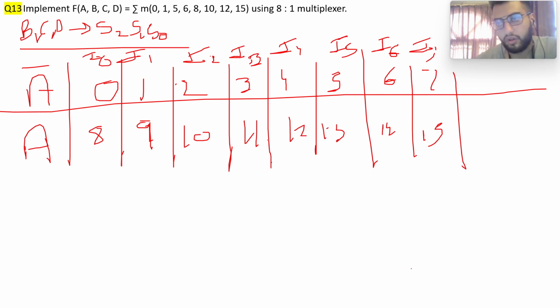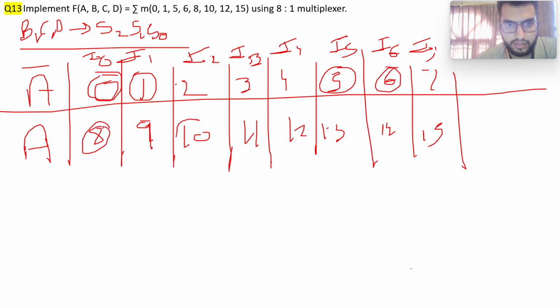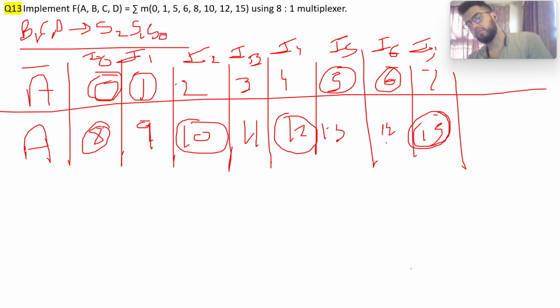Now I'll encircle all those terms that are present in the function. So 0, 1, 5, 6, 8, 10, 12, 15, right? I've encircled all those terms. Now I'll examine each of the columns. Here both of the terms are encircled, so it will be 1.